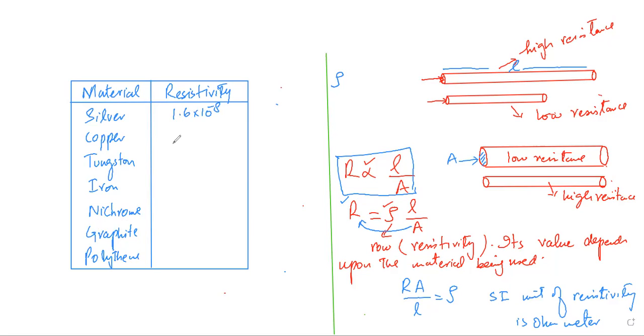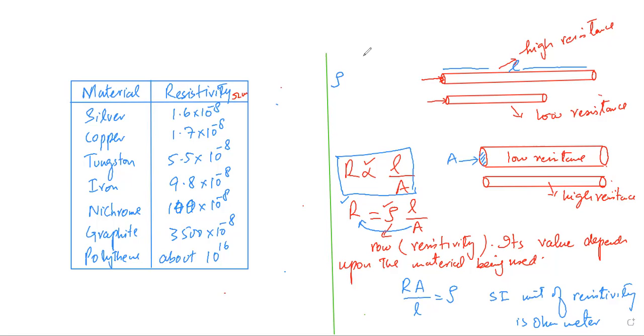The resistivity of silver is 1.6 into 10 power minus 8. Copper is 1.7 into 10 power minus 8. And this is in ohm meters, okay? So don't worry about that. The next one is 5.5 into 10 power minus 8. The next one is 9.8 into 10 power minus 8. Then 49 into 10 power minus 8. Nichrome is 100 into 10 power minus 8. Graphite is 3500 into 10 power minus 8. And polythene is about 10 power 16. Very high, right?